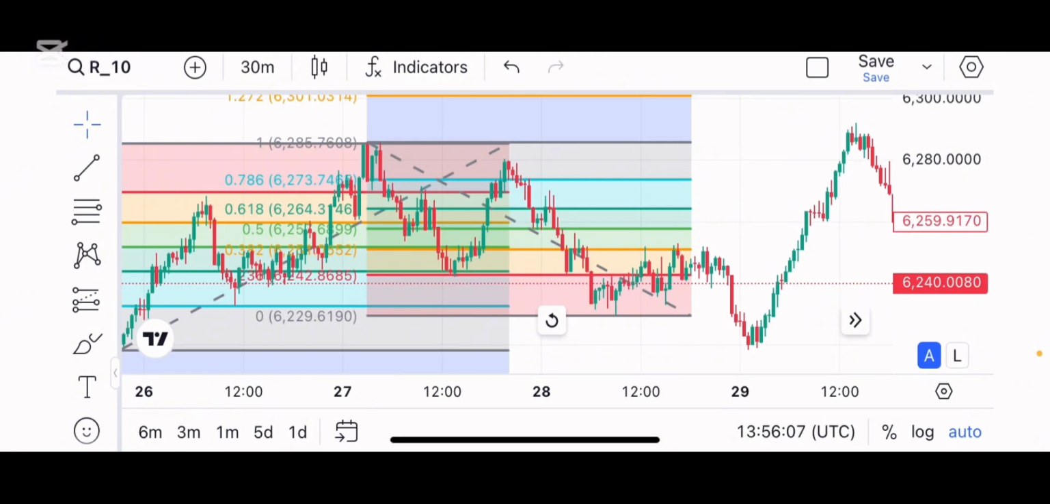So guys, you can go on and do your backtest on this particular strategy and see how you can even optimize it for yourself to take better entries. But this is how I trade the Cypher pattern, so you can go ahead and copy it.